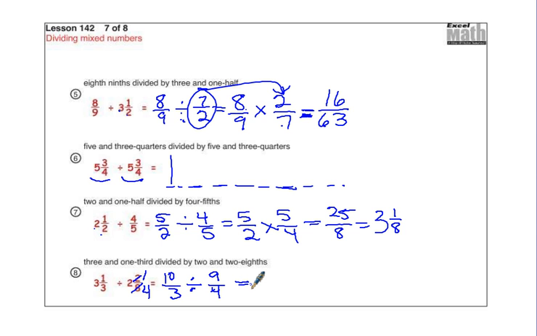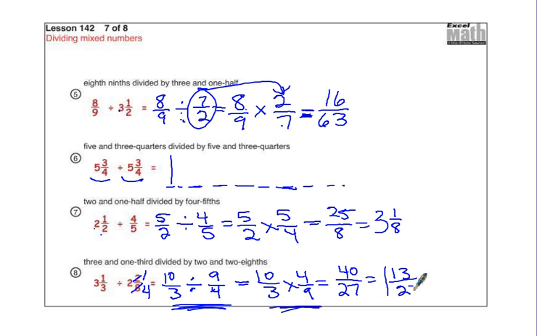Now, if you did it without simplifying first, that's okay, as long as you got the right answer at the end. So 10/3 times 4/9. You have to write this as a division problem and a multiplication problem every time. So now we're going to do 10 times 4 is 40. And there's no way to simplify this before I multiply. So 3 times 9 is 27. How many 27s are there in 40? 1, with a remainder of 13/27. And that's it. So thanks for watching.